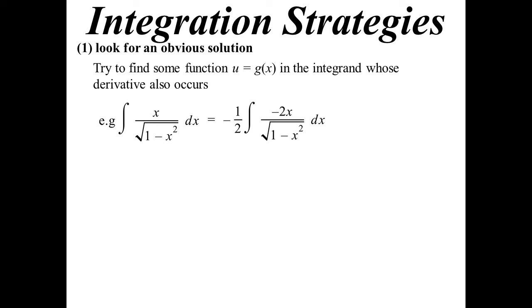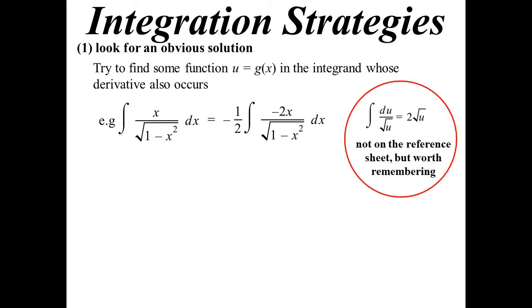You could do it by substitution if you wanted to, but what I'm actually seeing there is du on root u. Now, du on root u is always 2 root u. It's one of these ones that crops up a lot. It's not on the reference sheet, but it's certainly worth remembering because it comes up a lot. So if I know that's 2 root u, this becomes minus a half times 2, which is minus 1, root u, and u was 1 minus x squared. Bing, there's the answer. So, the obvious solution.